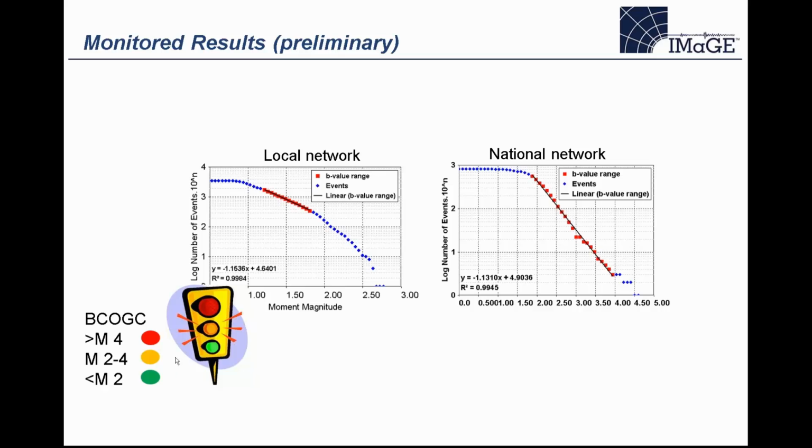Below 2, it's fine. 2 to 4, you may need to change your operation. If it's above 4, you need to stop your operation.